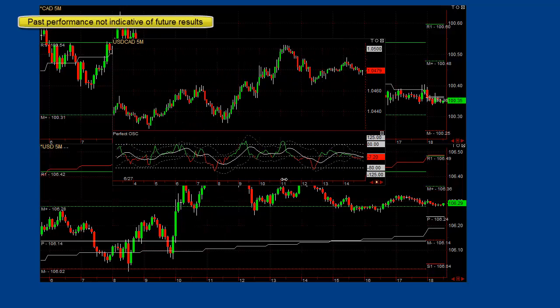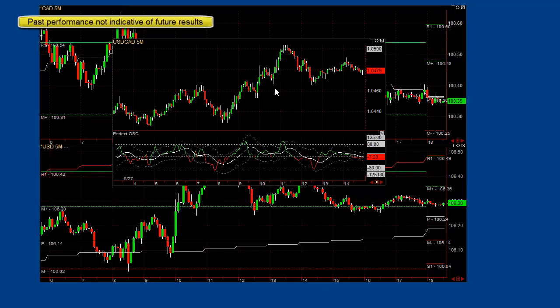So here's 9 to 10. Basically, there's two methods of getting into trades. One is kind of on pullbacks. You might have even got into this pullback with a loss. This pullback, you made 20 pips. This pullback, you made 20 pips.